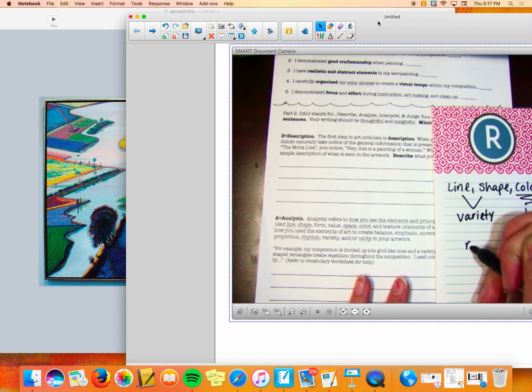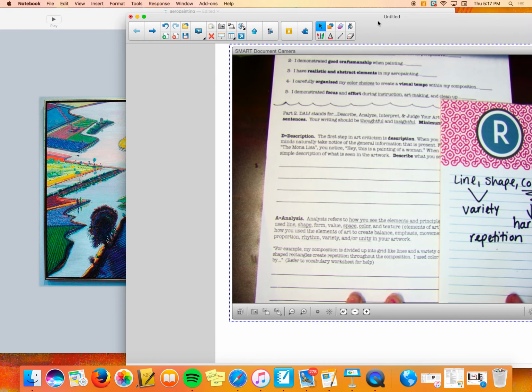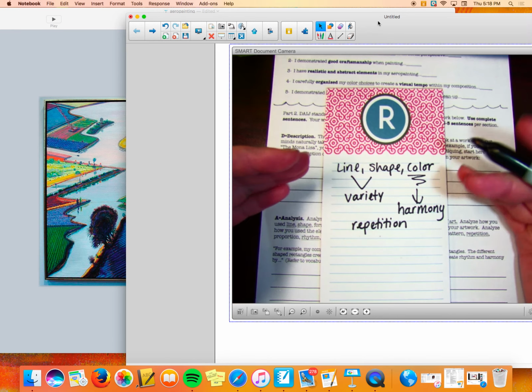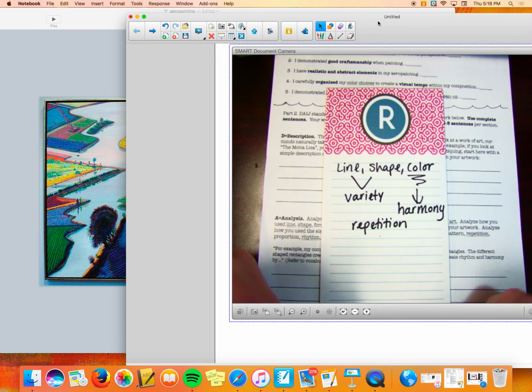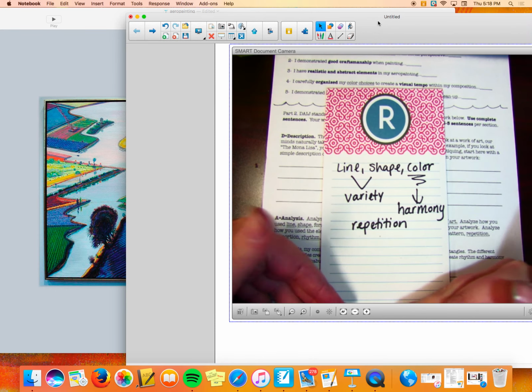So you could talk about repetition. Okay, so I chose 3 elements and 3 principles. When I'm looking at my artwork, I'm going to focus on describing or analyzing how I use line in my composition, how I use shape in my composition, and how I use color in my composition.